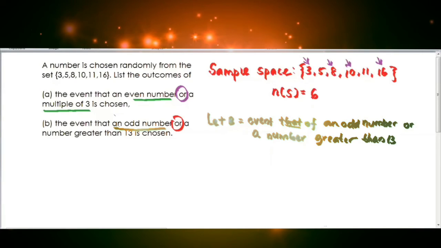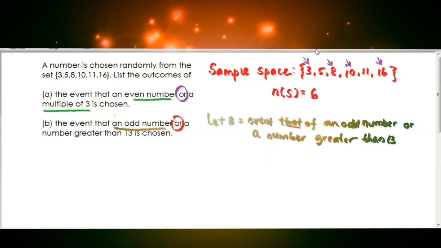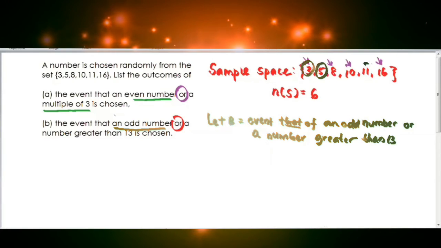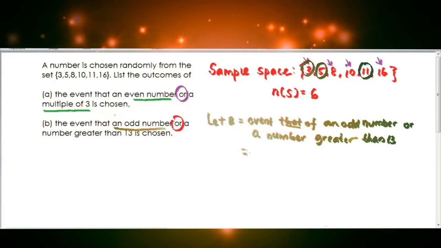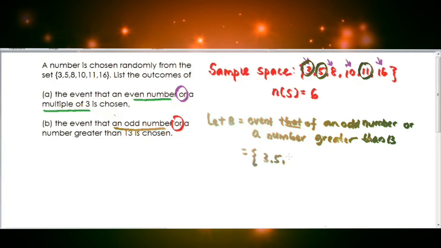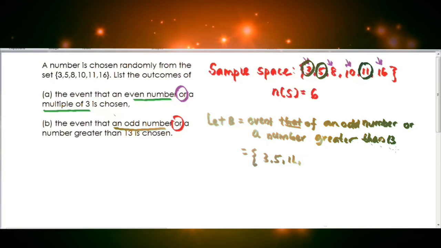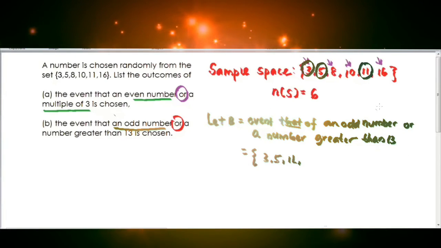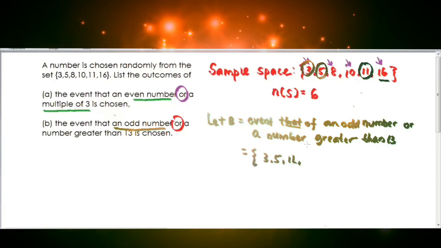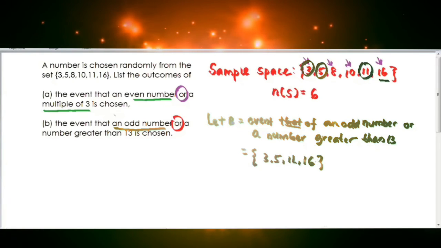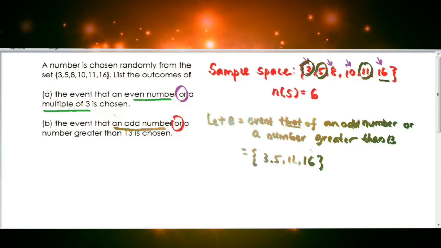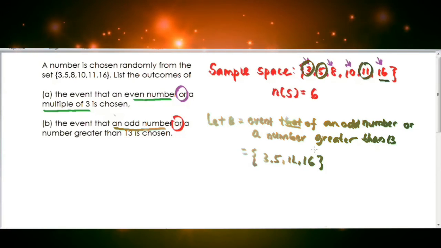Okay, first we look at the first condition, odd number. We find the odd numbers. The odd numbers are 3, 5, and 11. So write in notation form: 3, 5, 11. And the second condition is a number greater than 13. Okay, 13. So we will get this answer, the possible outcomes of the event.